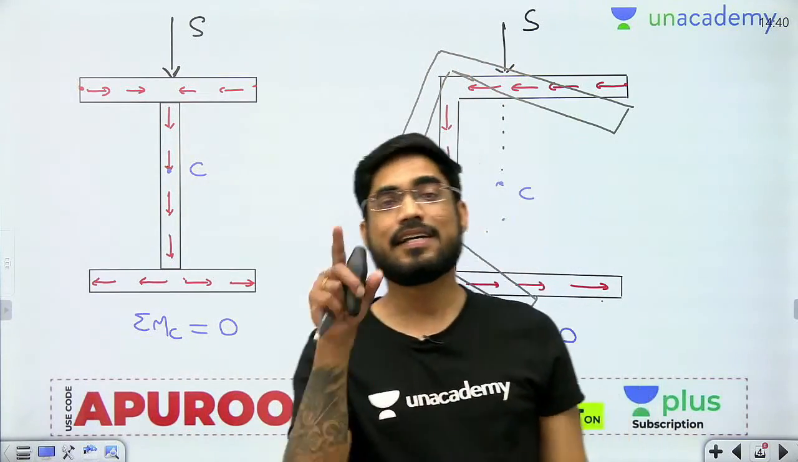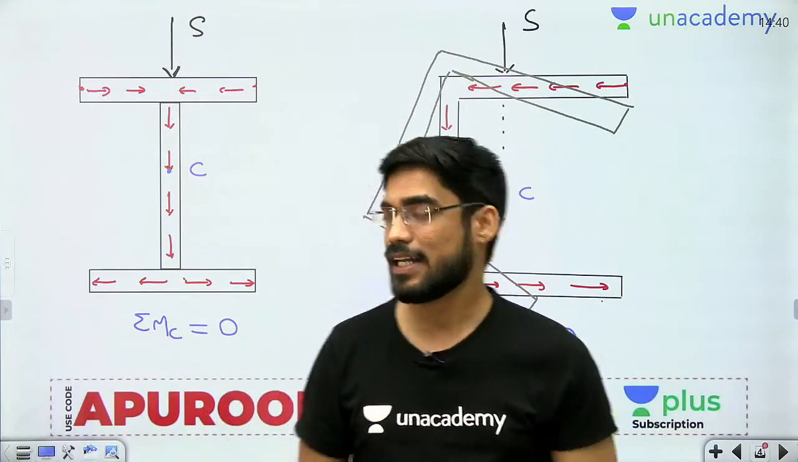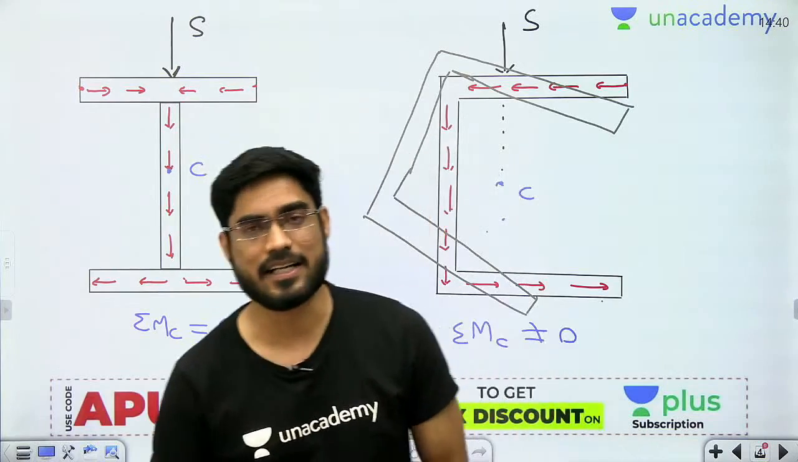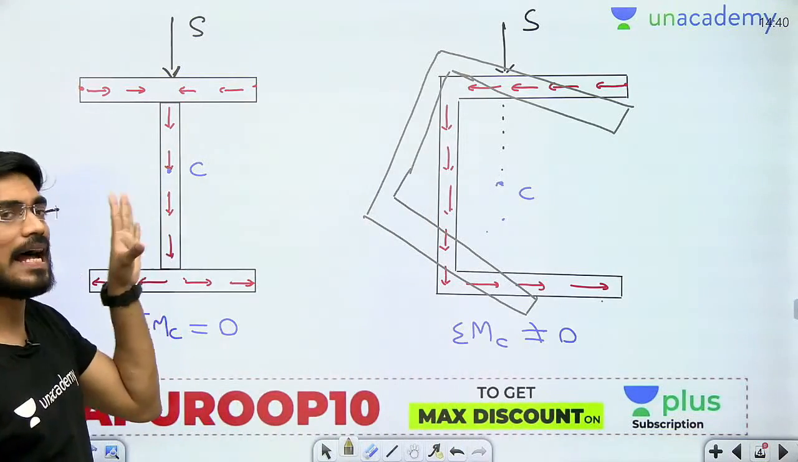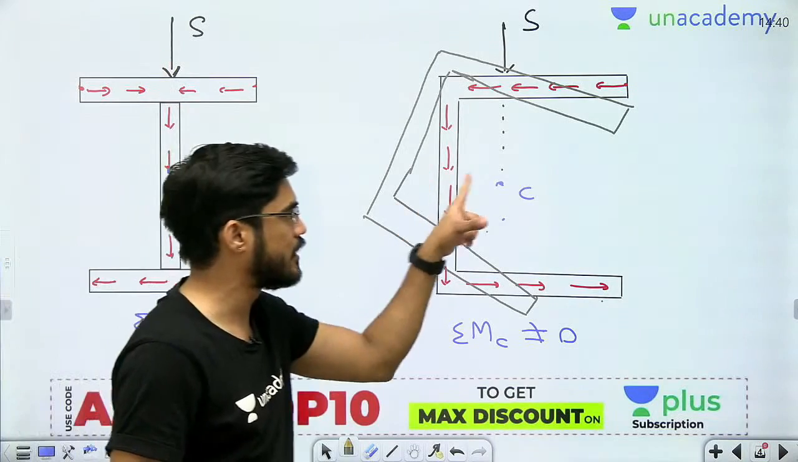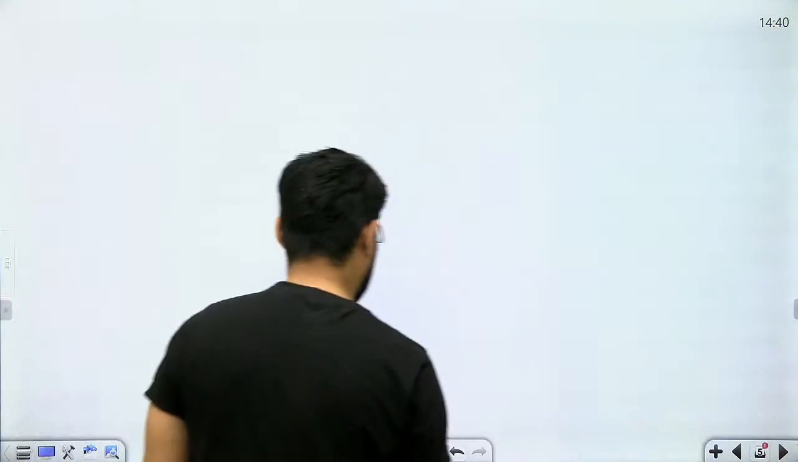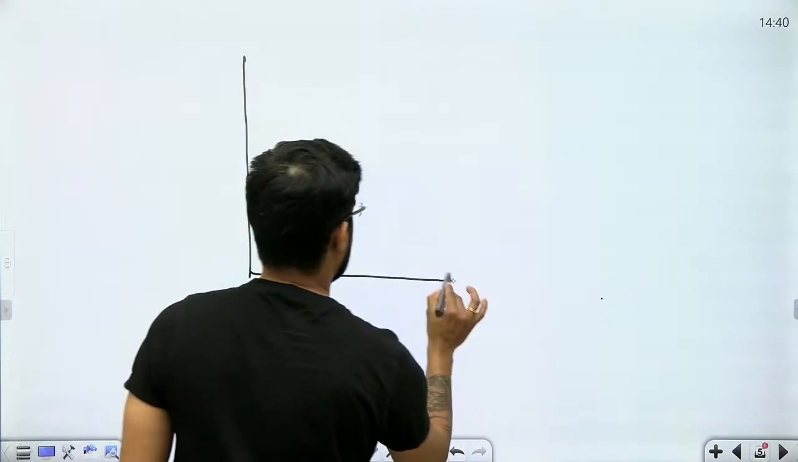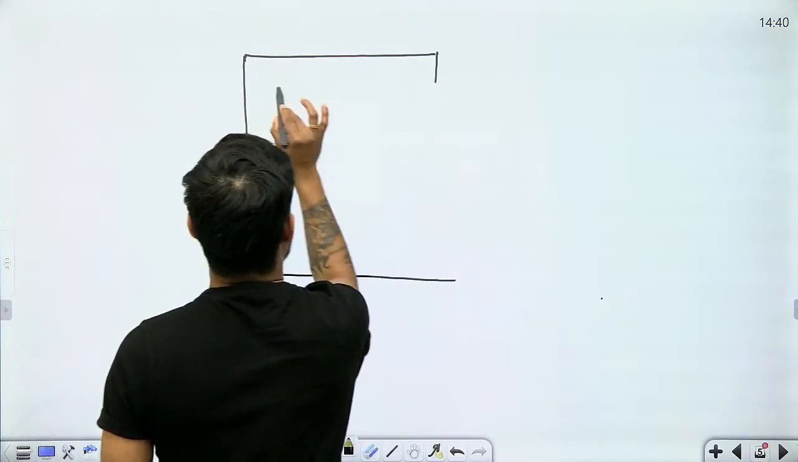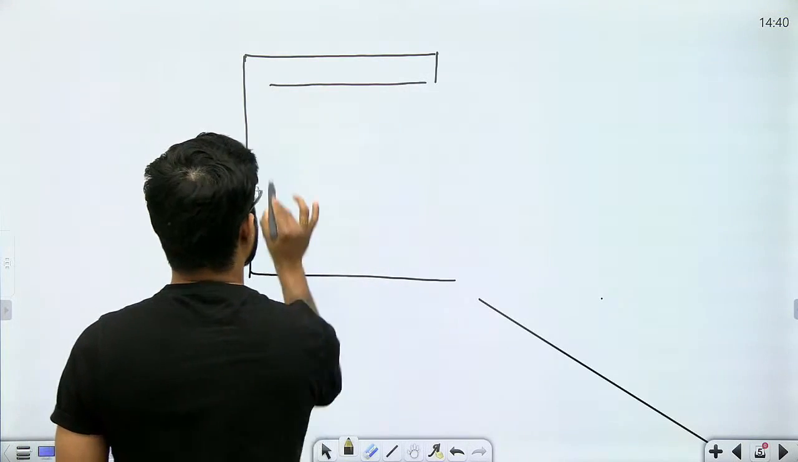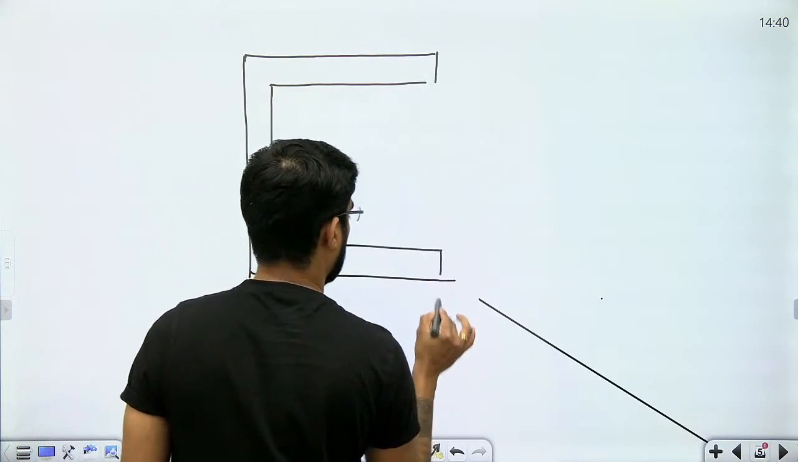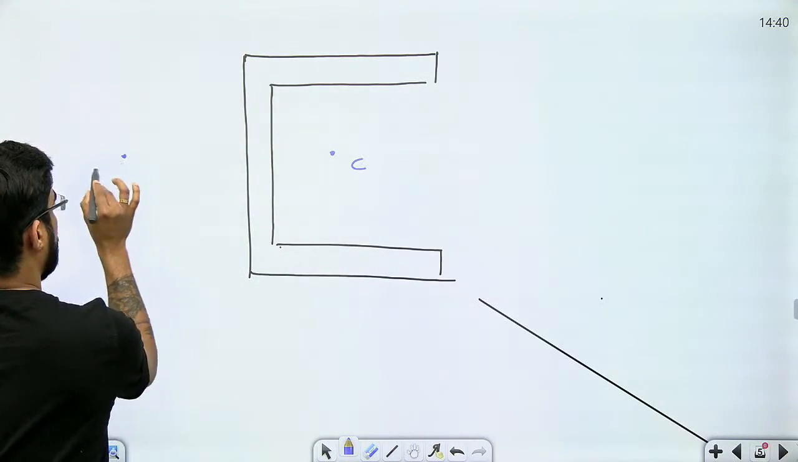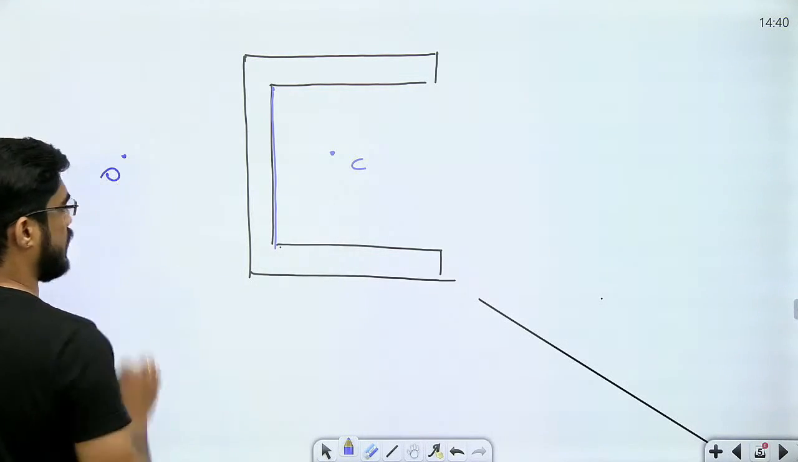That other point is known as the shear center. In this case, the shear center is at the centroid. That's why there is no twisting. But in this case, the shear center is somewhere else. So, in case of C section, the shear center is away from the centroid, like this. Understand? So, in this case, the centroid is here, but the shear center is here. This is the shear center.